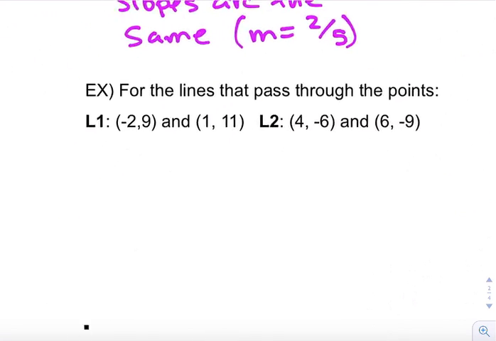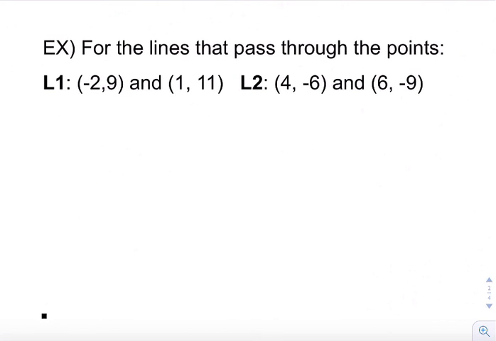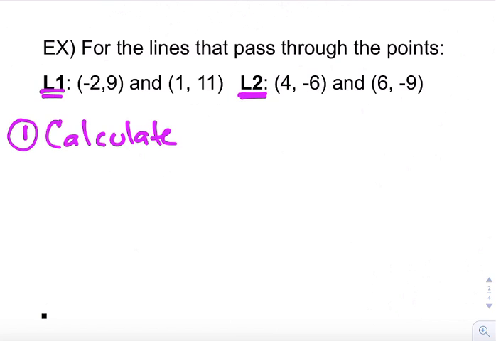This is probably the way most of the problems are going to be given to you, where they just have two lines, L1 and L2, and they tell you the points they pass through. Well, this is easy. We're going to have to do two things here. The first thing we have to do is calculate slope. For L1, remember the slope is y2 minus y1 over x2 minus x1. In other words, change in y's over change in x.